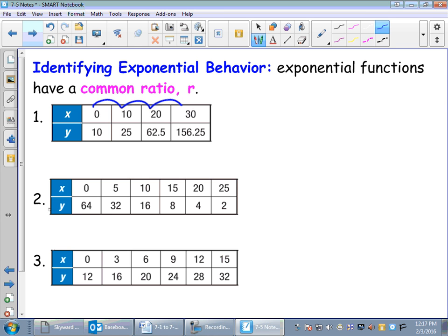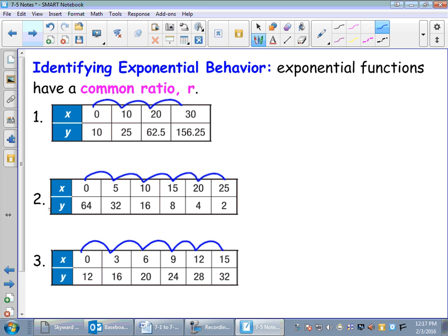So looking at the x values and just establishing that they continue a pattern, they count by 5s, they count by 10s, they count by 3s, allows us to look at every single term in this problem. The x value doesn't have to do anything with the r value. It just tells us that we can compare the terms that are next to each other.